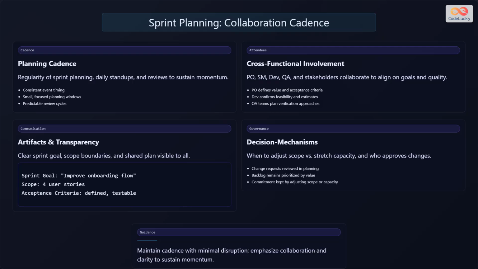Success criteria for the sprint are measurable outcomes that define what done looks like. These include all selected stories meeting acceptance criteria, tests passing, code review completed, and documentation updated. Defining these upfront prevents misunderstandings and aligns expectations.